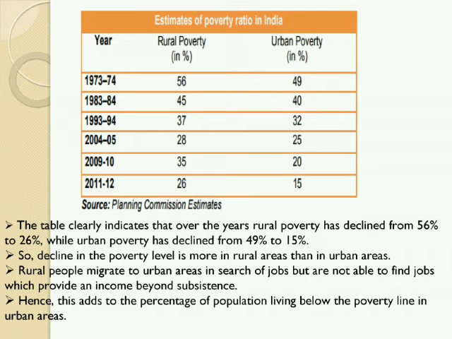The above table clearly indicates that over the years, rural poverty has declined from 56% to 26%, while urban poverty has declined from 49% to 15%. So, the decline in poverty level is more in rural areas than in urban areas. Rural people migrate to urban areas in search of jobs but are not able to find jobs which provide an income beyond subsistence. Hence, this adds to the percentage of population living below the poverty line in urban areas.